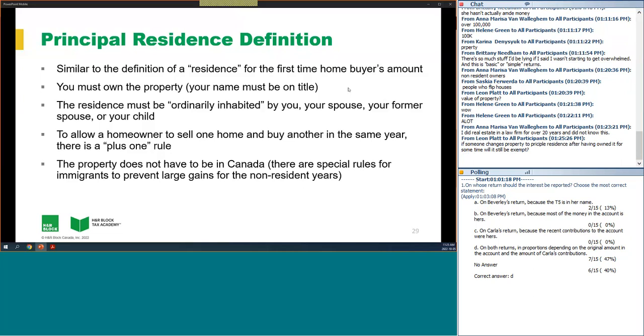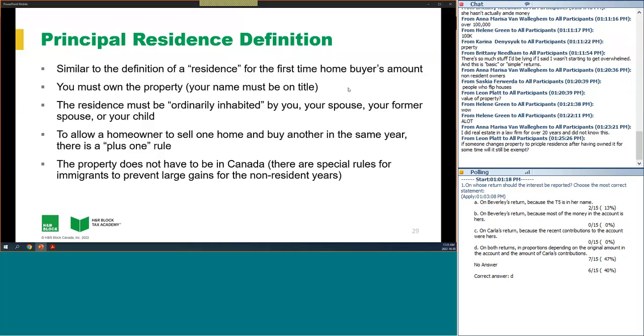To be a principal residence, it must be ordinarily inhabited by you, your spouse, your former spouse, or your child. Okay, ordinarily inhabited is pretty vague. You don't have to be there every day of the year. You don't even have to be there most of the year. It just has to be a place that sometimes you are living in the year. Okay, and the property doesn't have to be in Canada.